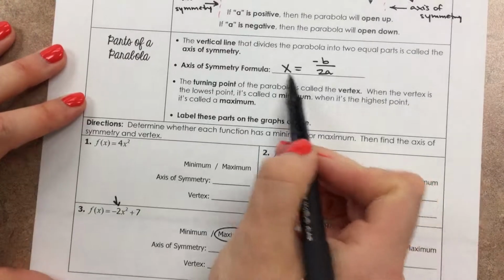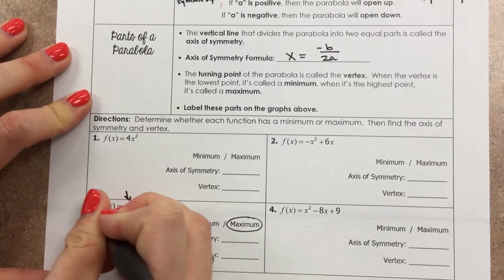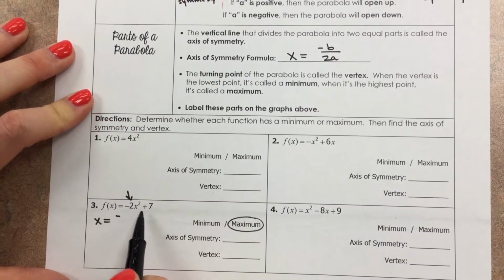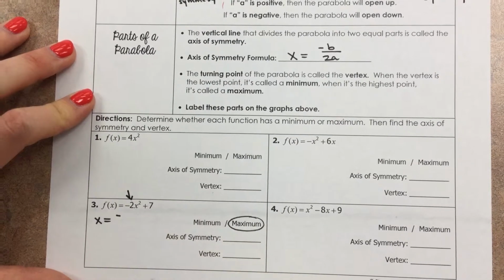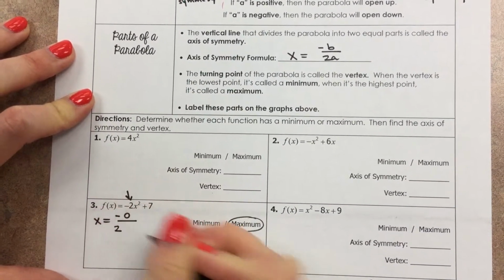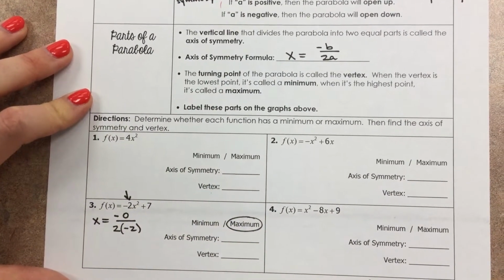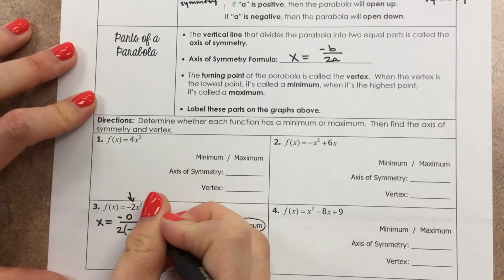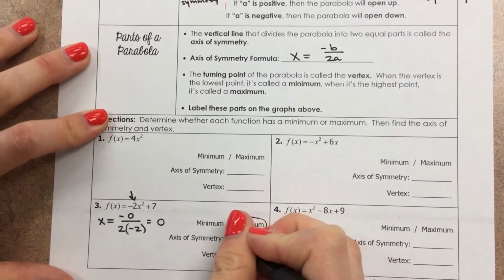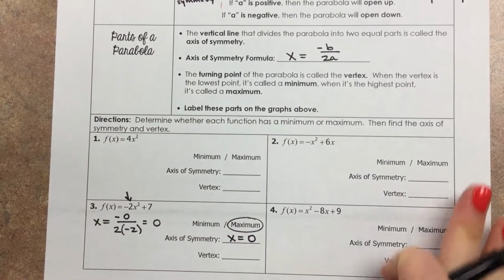So axis of symmetry, let's follow this formula. x is equal to -b/2a. Negative b is whatever is attached to the x, and there is no x. So in this example, b is actually 0. And then over 2a, a is -2. That's this value right here. So 0 divided by anything is just 0. That's the axis of symmetry. It's an x equals line, a vertical line that's right on the y-axis, x equals 0.